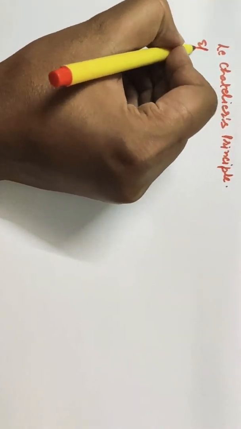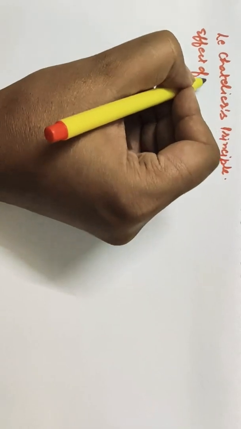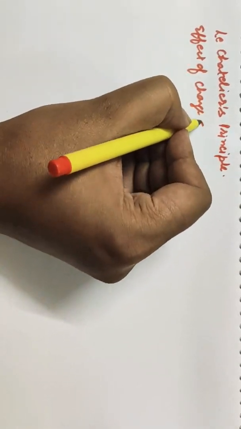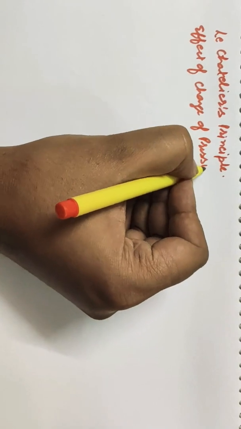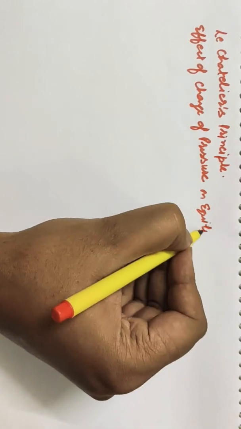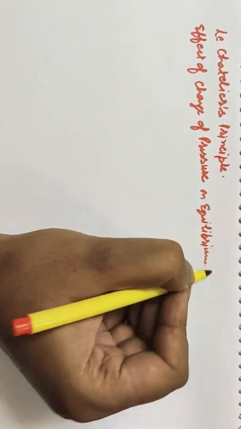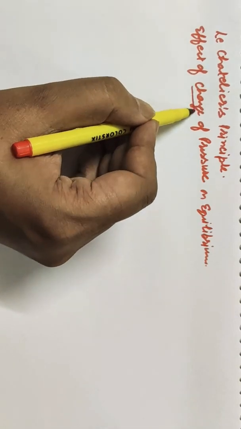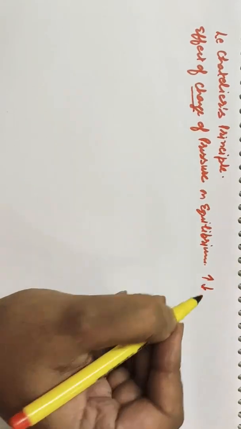That is, effect of change of pressure on equilibrium. So let me repeat once again that the word change means either increase or decrease. So how the increase or decrease in pressure will affect the state of equilibrium in a reaction, and the effect on the state of the equilibrium will be manifested in the concentration of either reactants or products.